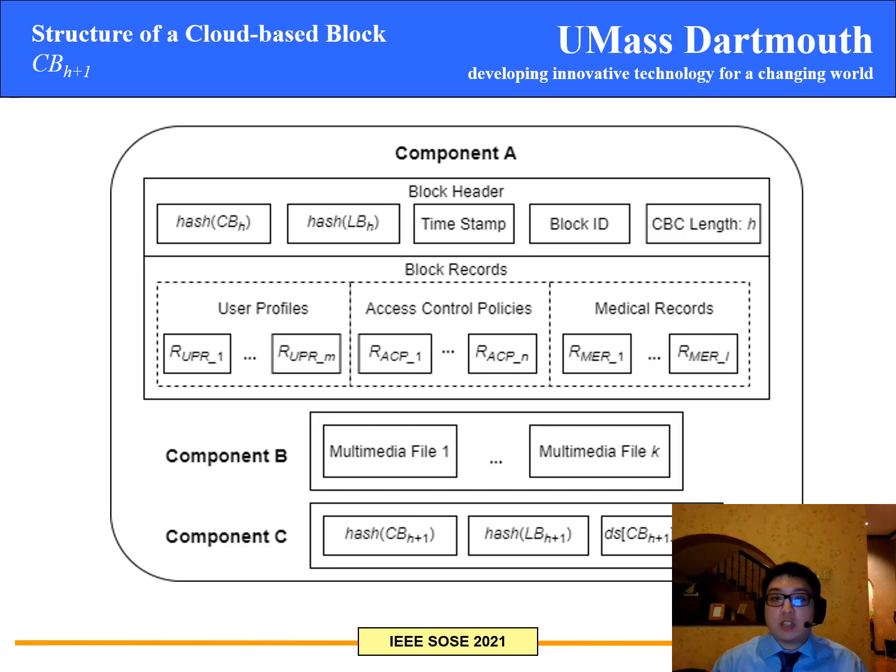Block records such as user profile, access control, and medical records are also stored in component A. Component B holds the actual multimedia files compressed together with their metadata recorded in component A. Component C contains the hash value of component A, represented by LBH+1, and the hash value of components A and B, represented by hash CBH+1. It also contains a list of digital signatures of all super peer agents who have approved this block during the consensus process.